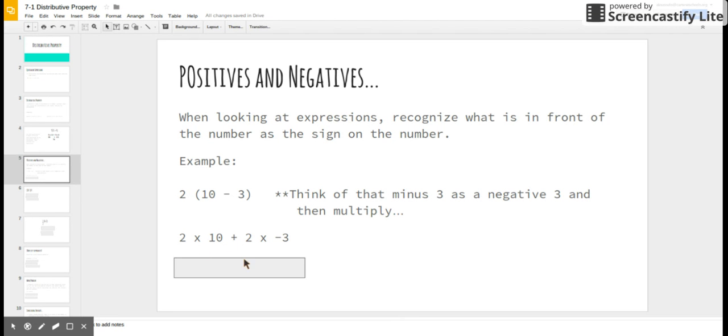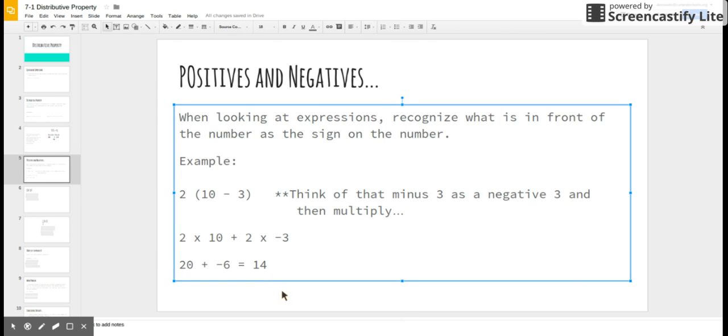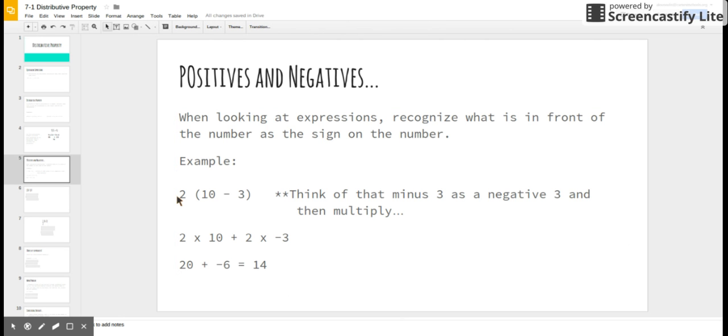And then we're going to find the total of those two. 2 times 10 is 20. 2 times negative 3 is negative 6. So 20 plus negative 6 equals 14. Again, you would also get the same answer if you just did 2 times 10 is 20, 2 times 3 is 6, 20 minus 6 equals 14. You will also get the same answer.